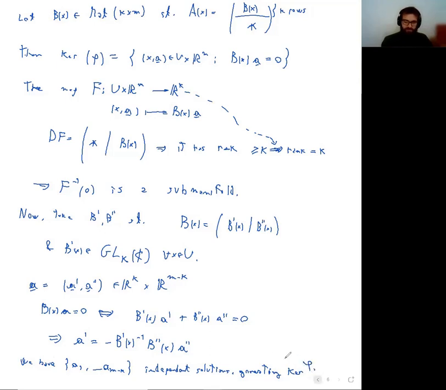Sorry, it doesn't fit in this corner. So why do they generate the kernel? Because remember this B_x A equals 0 is precisely the kernel. So if you forget just x, what we're looking for is a basis of this kernel. You can just forget that all these matrices depend on x. You say the kernel is B of A equals 0, and then you need to find the basis. And in this way, you see that this is like the independent variable and this is the dependent variable.